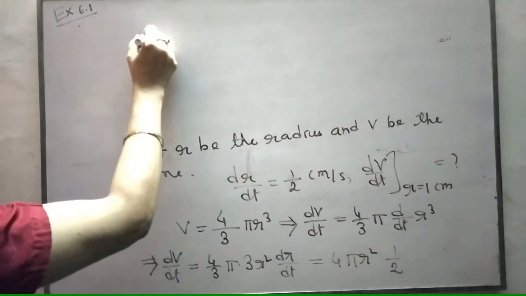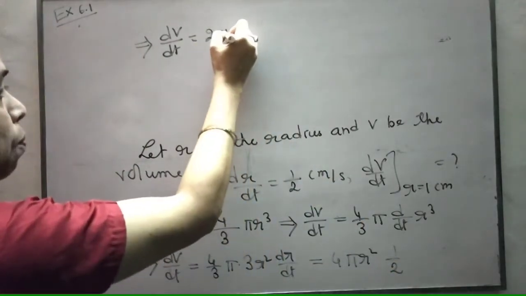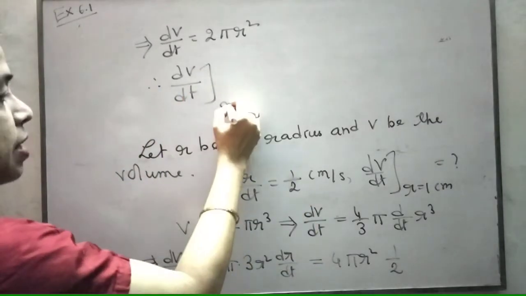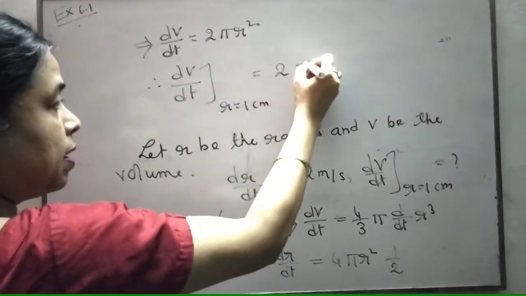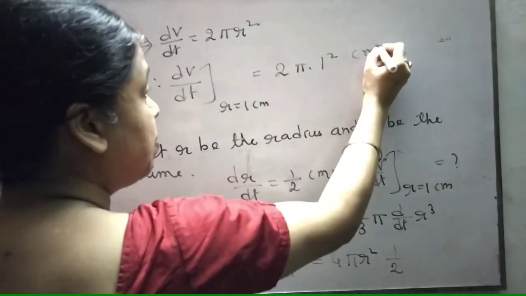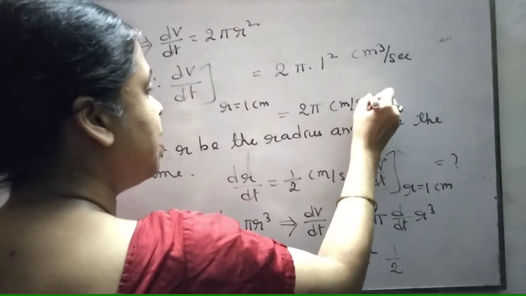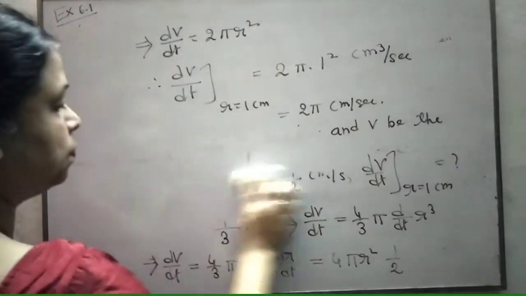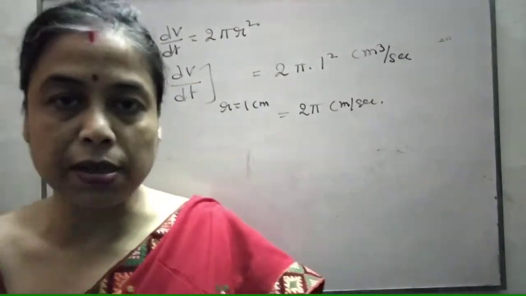After this, dV/dt is what? Half cancels with the 4 to give 2 pi r square. The rate at which volume is changing at the instant when r is 1 centimeter: we put r equal to 1, so 1 cm square, and the unit of volume is centimeter cube per second. That is equal to 2 pi cm cube per second. So this is the solution of this question. Hope you understand this solution.